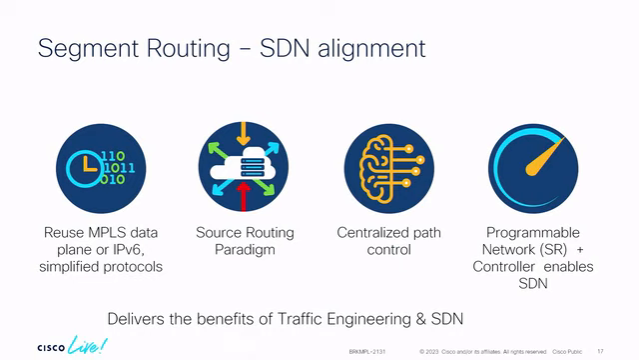But you don't want to configure it manually, because that would defeat the whole purpose of getting the benefit of SDN. To get SDN, you need centralized path control, which is basically your SDN controller, which takes your intent and your constraints, calculates a path, and sends it to the head end to use. So that's why segment routing is very SDN-oriented, or an enabler of SDN, if you will.